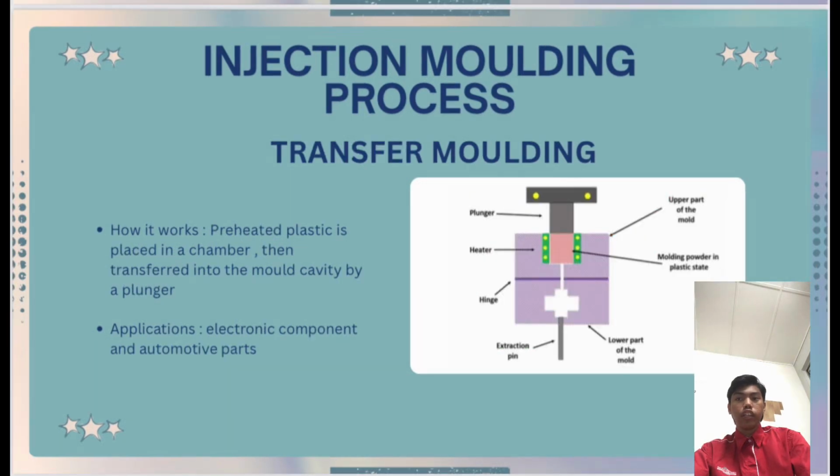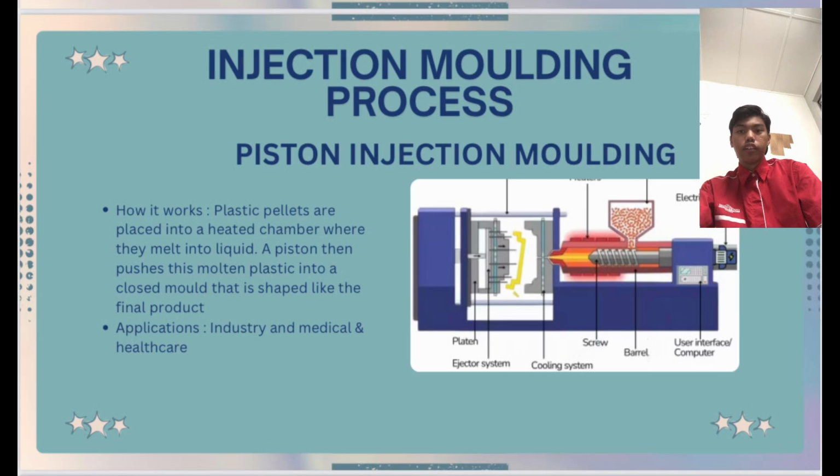Third, transfer molding. How it works: preheated plastic is placed in a chamber, then transferred into the mold cavity by a plunger. And last, piston injection molding. How it works: plastic pellets are placed into a heated chamber where they melt into liquid. A piston then pushes this molten plastic into a closed mold that has the shape of the final product.